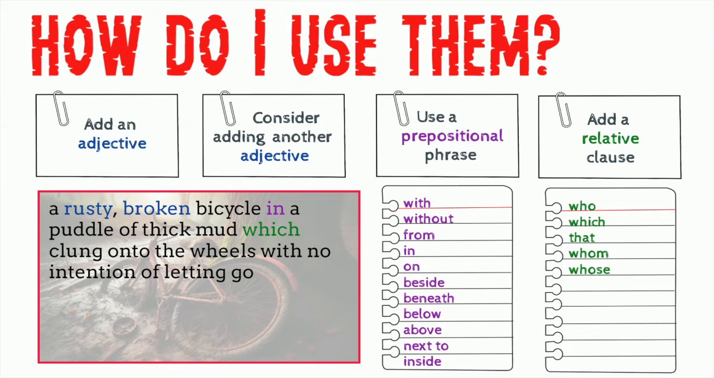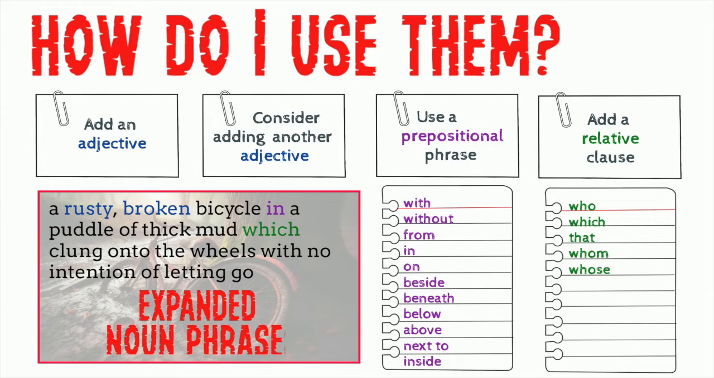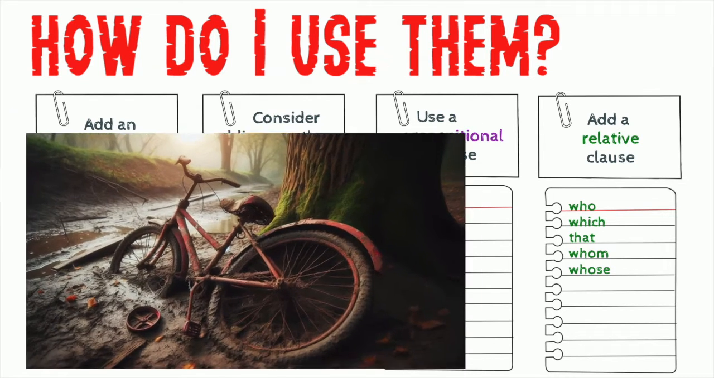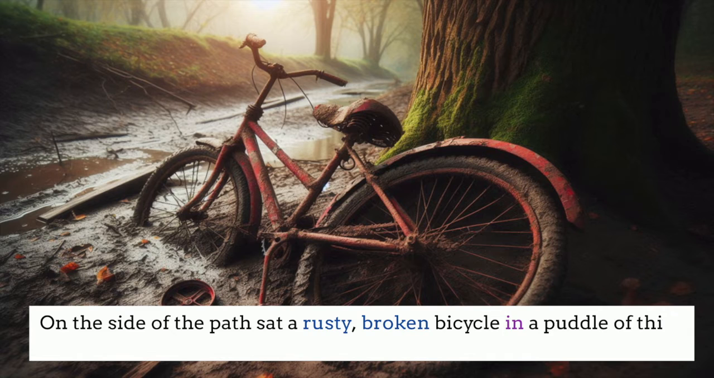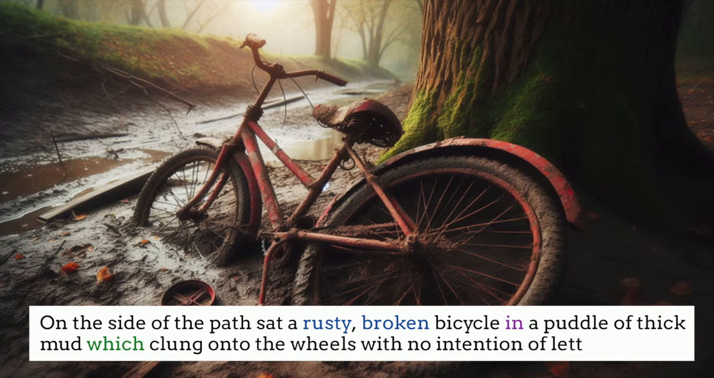You might have noticed that I have neither begun with a capital letter or ended with a full stop. This is because what I've written is not yet a sentence. It's an expanded noun phrase. Let me add something to the start to make it into a sentence. On the side of the path sat a rusty, broken bicycle in a puddle of thick mud, which clung onto the wheels with no intention of letting go.